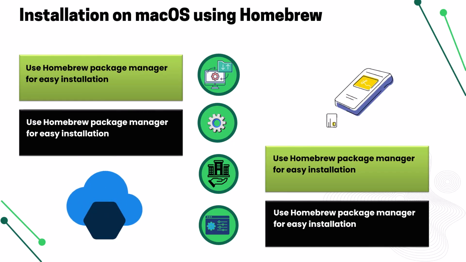If you're on macOS, Homebrew is your best friend for installing AWS IAM Authenticator. Just run brew install aws-iam-authenticator and verify with aws-iam-authenticator help. That's it. Almost too easy, right? Like ordering coffee, except instead of caffeine, you get secure authentication.